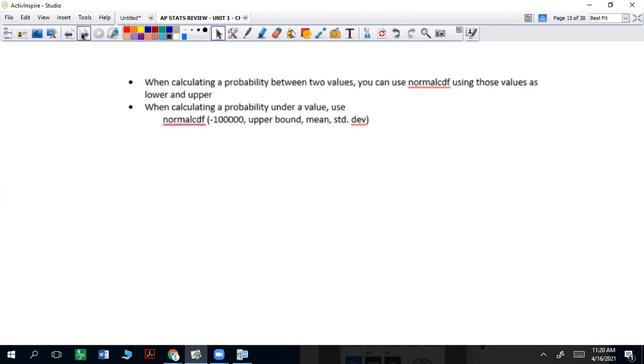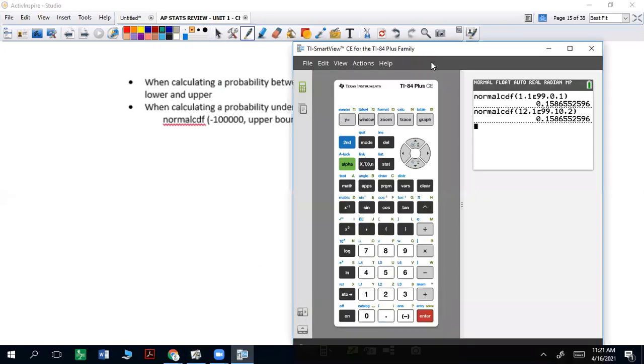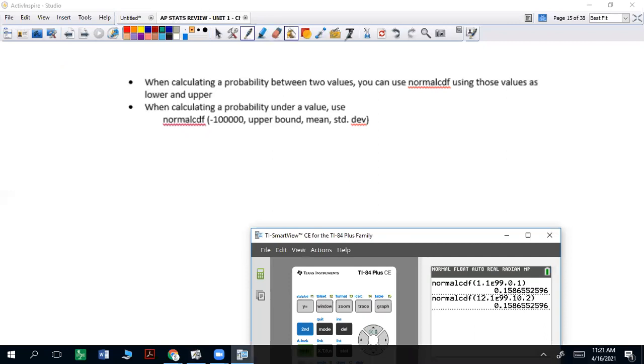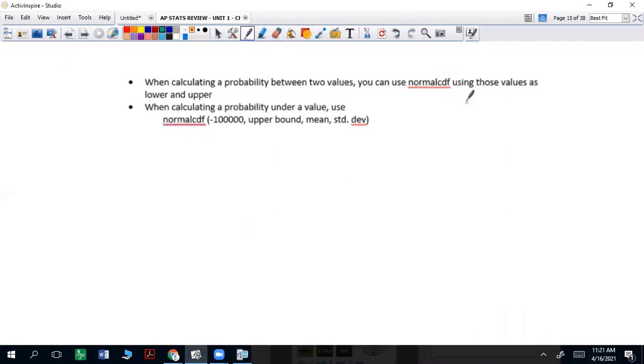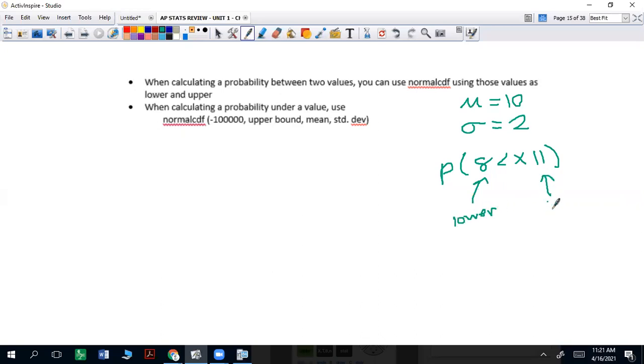All right, a little bit more here. Now, if you're going lower, or if you're going between values, then you can use NormalCDF lower and upper. So for instance, if the mean is 10 and the standard deviation is 2, what's the probability X is between, let's say, 8 and 11? Well, this is going to be my lower, and this is going to be my upper.